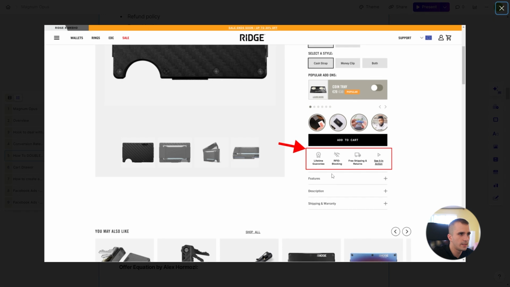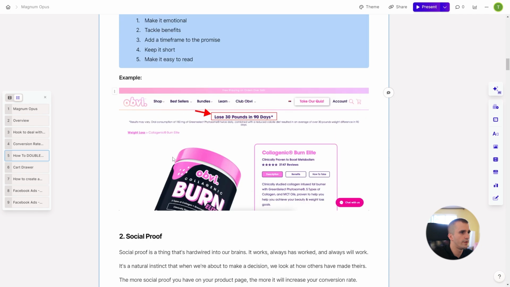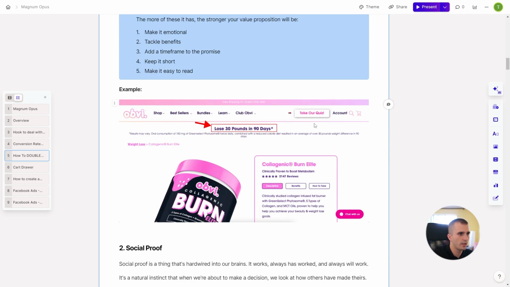So we have the Rich wallets, and you can see just below the add to cart, they have this lifetime guarantee. So this is huge. Like they know that if they buy this thing from you, they won't have to worry. Then they have free shipping and returns. Once again, reducing that friction. So this is a really good position to place these trust seals and credibility seals. You can also place them at the top, just above the product page, in a similar position to where Obvi has placed this. So somewhere here.